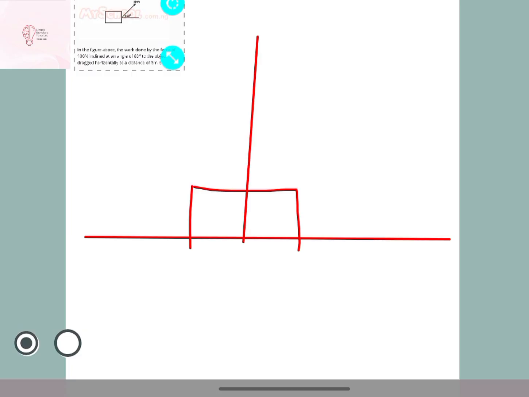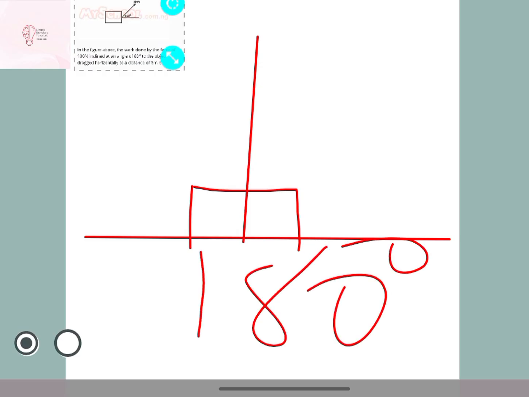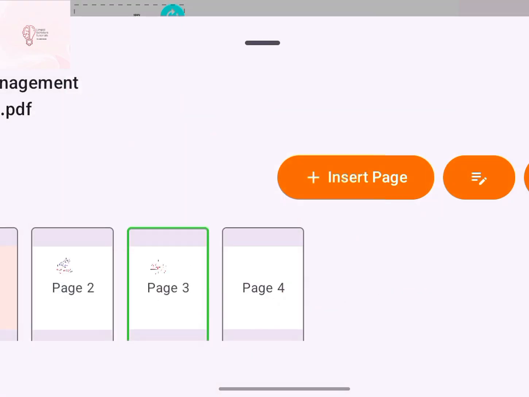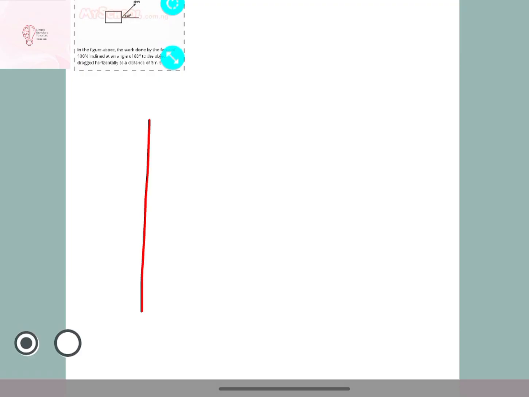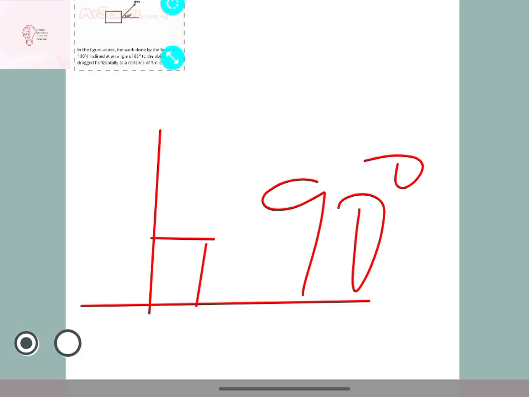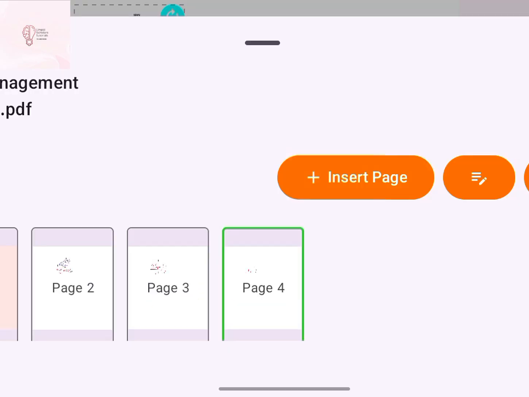Remember that angle on a straight line is equal to what? 180 degrees. Yes, that means 90 plus 90, and perpendicular angle is said to be 90 degrees. What is perpendicular angle? This is our perpendicular angle. Have you seen it? That's your 90 degrees. Do you understand?